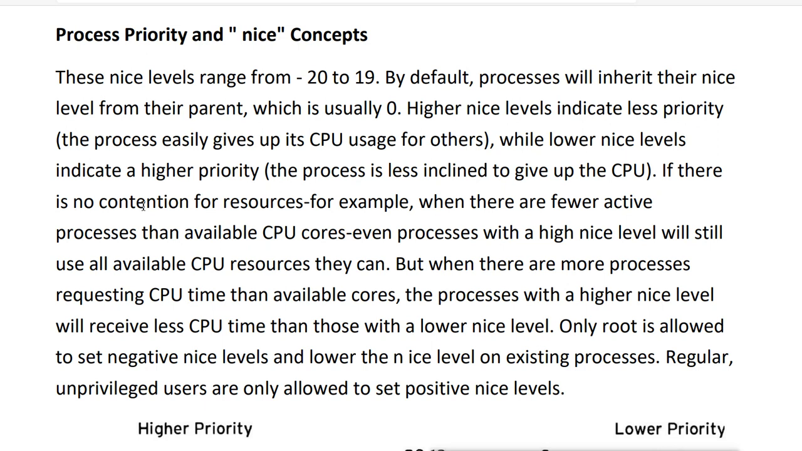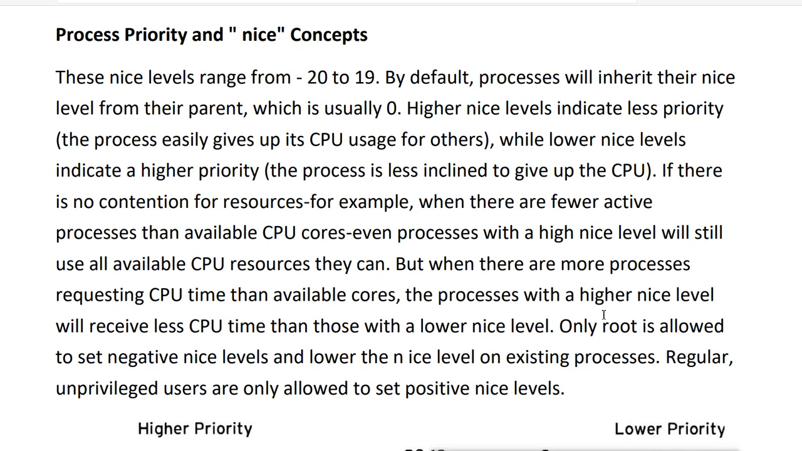If there is no contention for resources, for example when there are fewer active processes than available CPU cores, even a process with a high NICE value will still use all the available CPU resources it can. But when there are more processes requesting CPU time than available cores, the process with a higher NICE value will receive less CPU time than those with a lower NICE value.